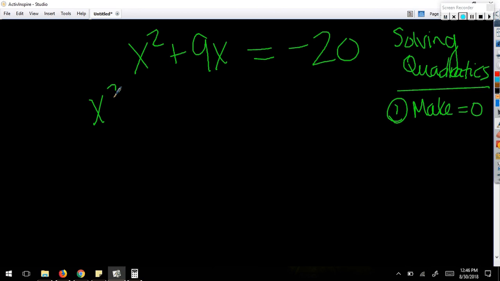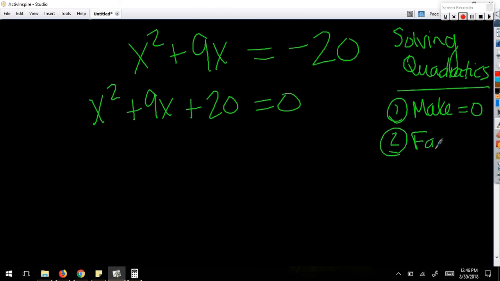Exactly. So I've got x squared plus 9x plus 20 equals 0. The easiest way to solve a quadratic is if it factors. How would you solve it from there? I added it to both sides. I just didn't show you here. I'm sorry. I just moved it over.